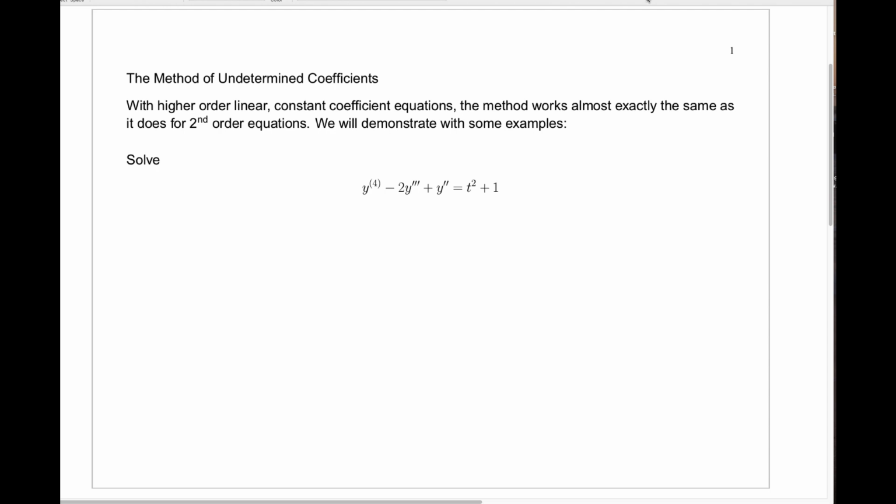So all I want to do is show you a few examples to show you how things can feel a bit different, but we're really just applying the exact same principles. Let's say we want to solve this fourth order differential equation. The fourth derivative of y minus twice the third derivative of y plus the second derivative of y equals t squared plus 1. Now, of course, the first thing we'll do is solve the homogeneous equation.